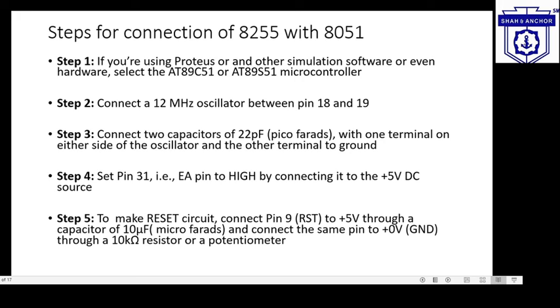Then next, step number 5, to make the reset circuit, connect pin number 9, that is the RST pin, to plus 5 volt through a capacitor of 10 microfarads. And then connect the same pin to 0 volt, that means to ground, through a 10 kilo ohm resistor or potentiometer.